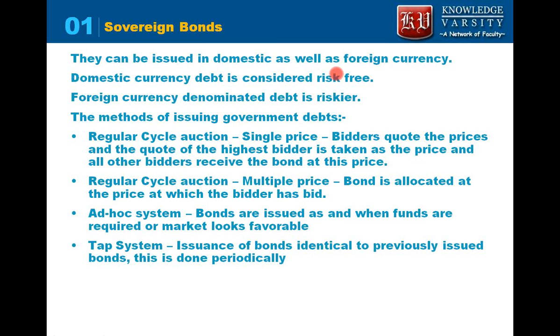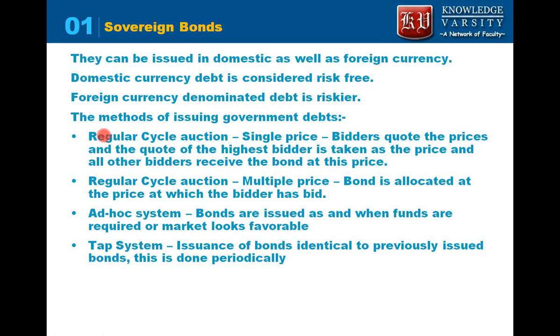Now the Indian government can print as much domestic currency, like Indian rupees, as it wants. So the domestic currency debt is considered to be risk free, whereas the government cannot print US dollars. So the foreign currency denominated debt is somewhat riskier than domestic currency debt, but much less risky than corporate bonds.